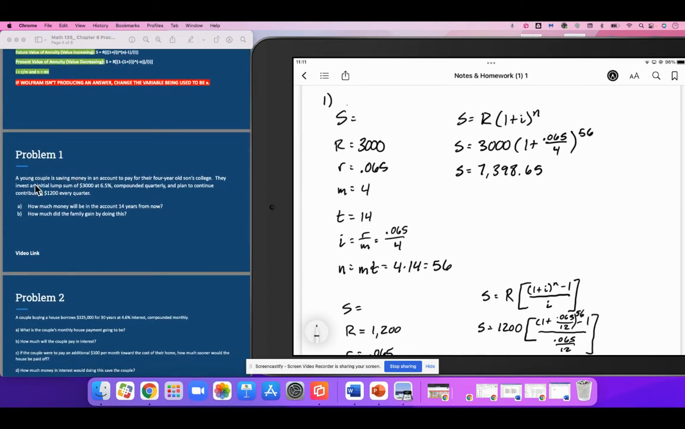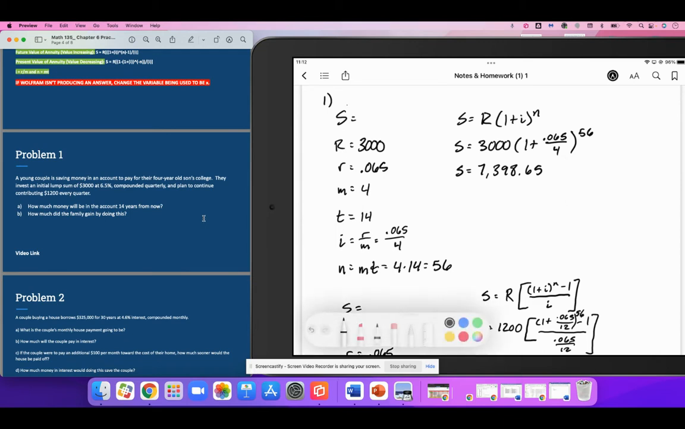So, we've got a young couple that is saving money in an account to pay for their 4-year-old son's college. And so they invest an initial lump sum of $3,000 at 6.5%, compounded quarterly, and plan to continue contributing $1,200 every quarter. And so we're wondering how much will be in the account 14 years later when this young man is 18 years old and ready to go to college. And we're wondering how much money the family gained by doing this.